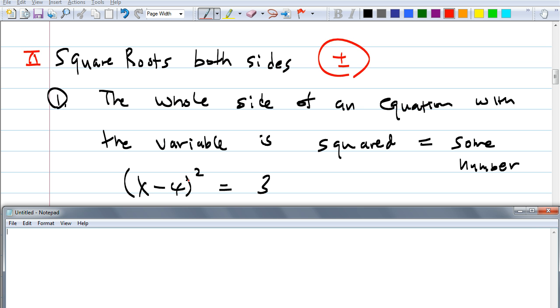Go ahead, everybody, solve this one. All we have to do is what? Square root both sides, but don't forget to put plus or minus. Very good. Go ahead, everybody, try this.